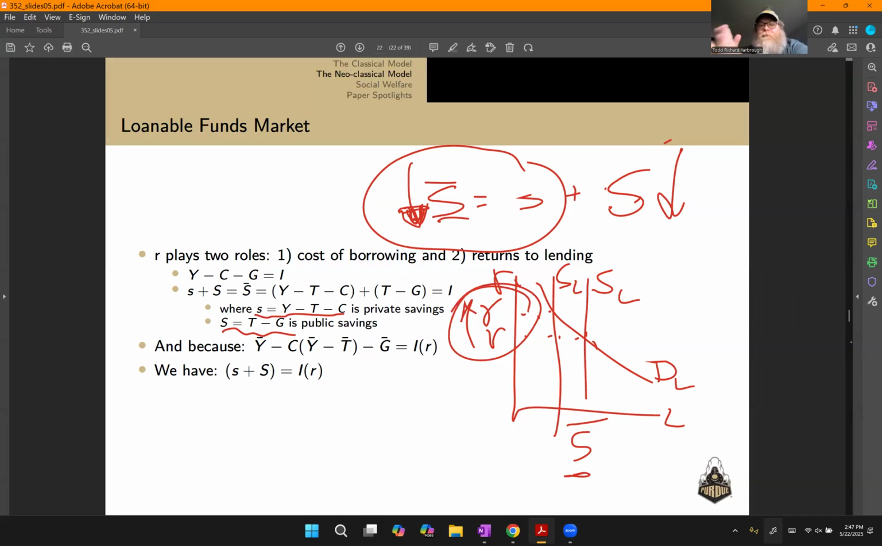So, simple idea. Total savings in the economy equals the supply of loans. Total savings in the economy comes from private savings, that's output minus taxes minus consumption. And then public savings comes from taxes minus government spending. And then ultimately, these two things are going to equilibrate at an equilibrium interest rate.